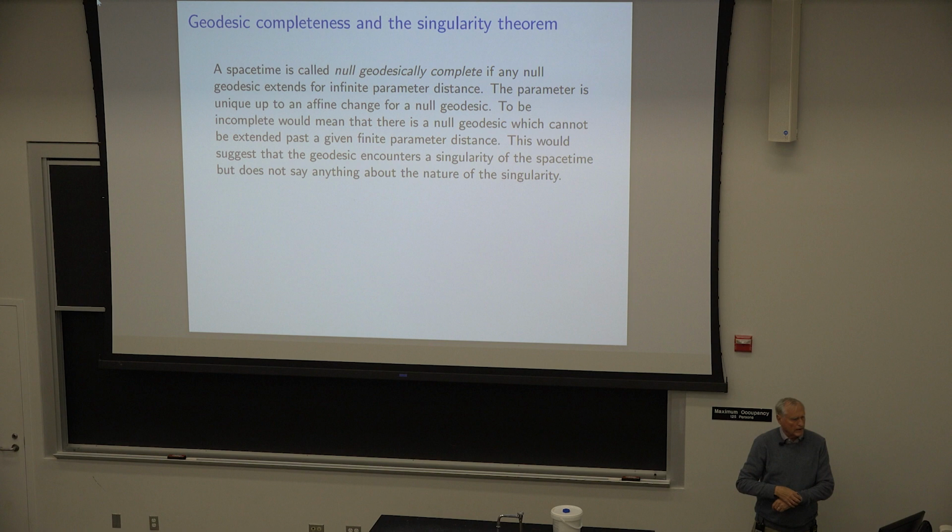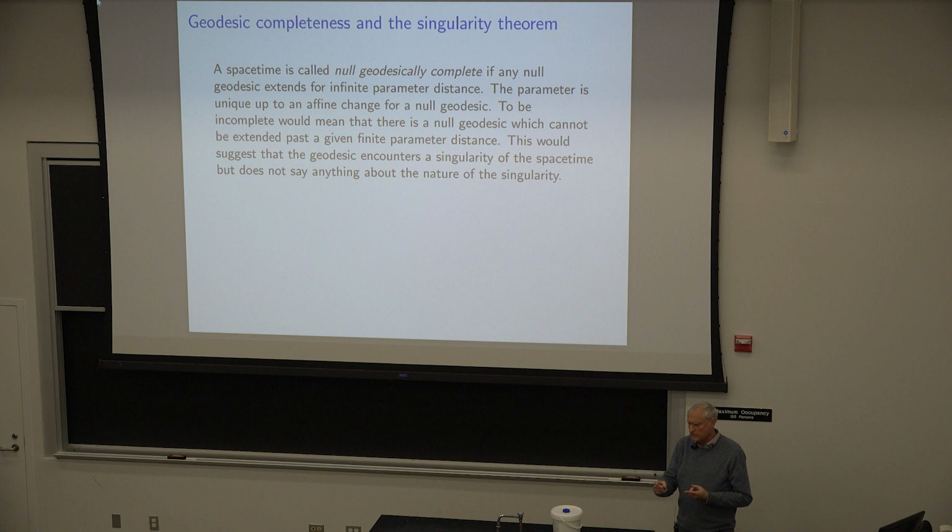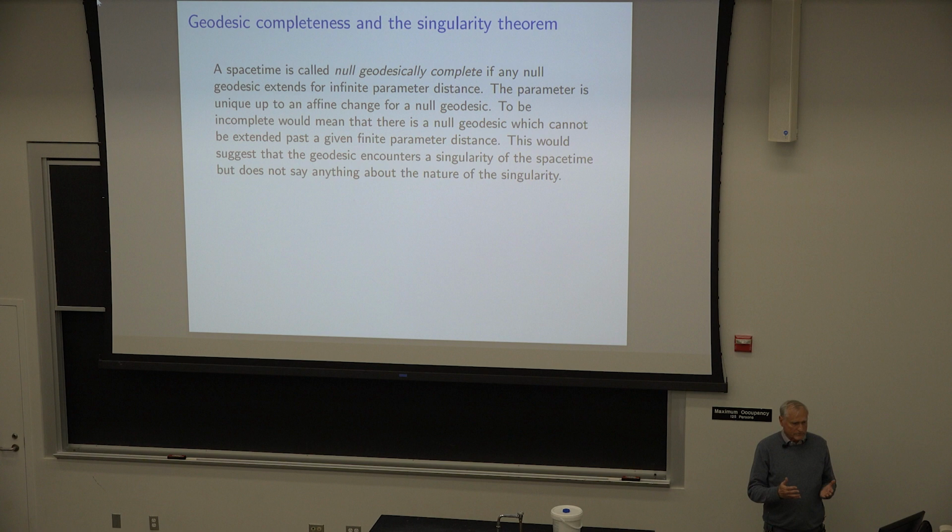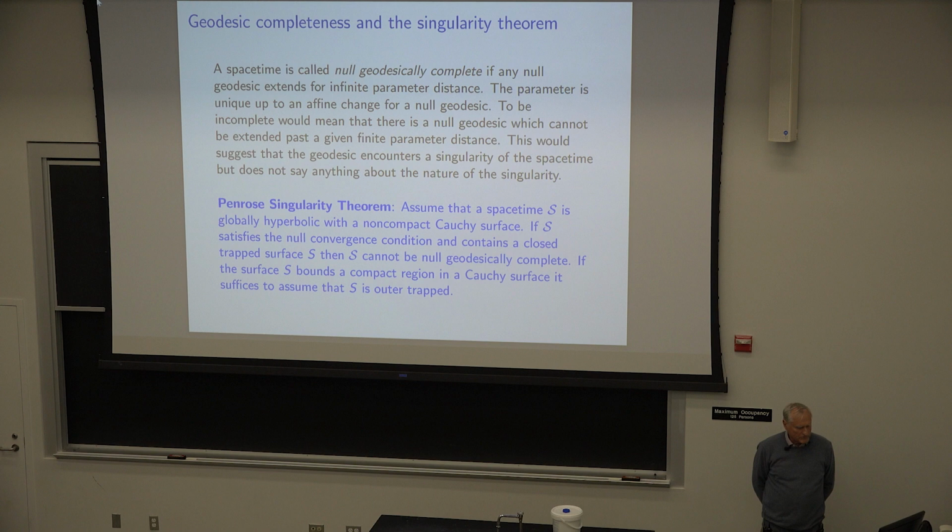Okay, and so a space-time is called null geodesically complete if any null geodesic extends for infinite parameter distance. So null geodesics, of course, have zero length, so arc length doesn't make sense. But nonetheless, up to an affine change, there's a unique parameter that's defined. So it makes sense to say that the geodesic extends forever, or it extends for infinite parameter distance. And so if we take a null geodesic that somehow ends in finite time, the suggestion would be that the geodesic encounters a singularity. Like in the Schwarzschild example, the null geodesic might hit that singular point at r equals zero. And so a space-time not being geodesically complete would suggest that it's singular. That's the key idea.